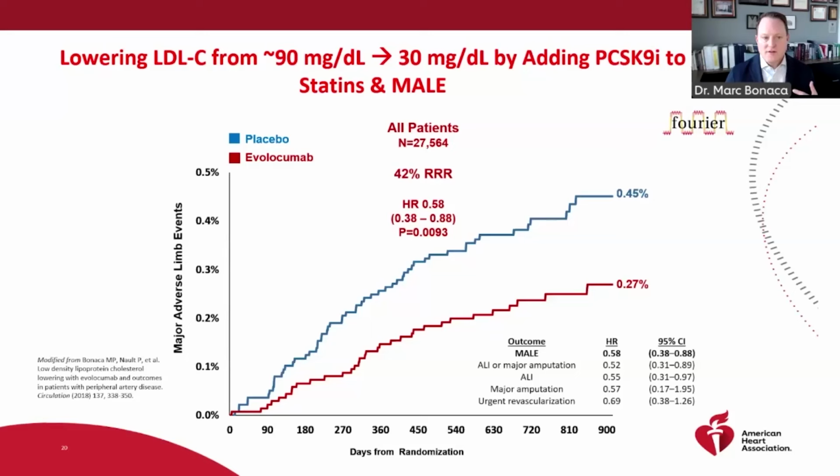Evolocumab reduced major adverse cardiovascular events overall and in patients with PAD. But what was striking, and this is a somewhat unexpected finding, was a reduction in major adverse limb events. You can see a 42% relative risk reduction in major adverse limb events with consistent effects across the spectrum of acute limb ischemia, major amputation, and urgent revascularization. So evolocumab and monoclonal antibodies to PCSK9 appear to have efficacy.